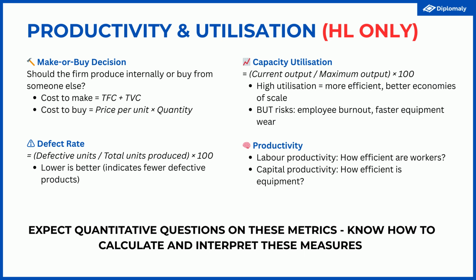Before producing, a business must first decide if it is more efficient to make the product in-house or to purchase it from a third party. This is called the make or buy decision. This is one of the easier quantitative concepts in this unit.